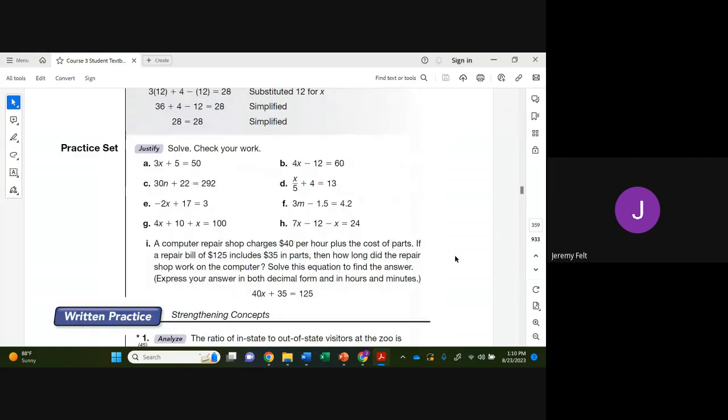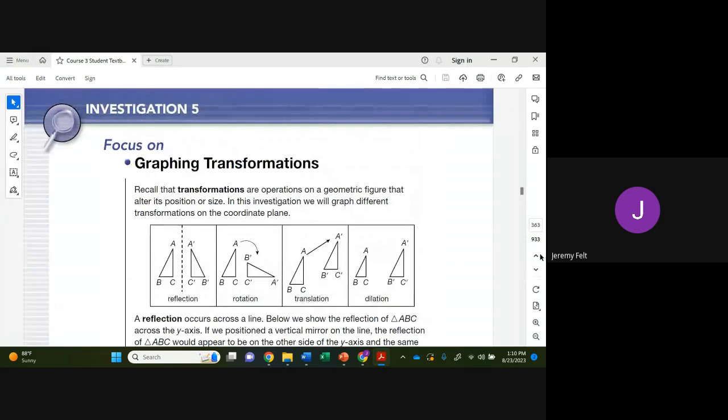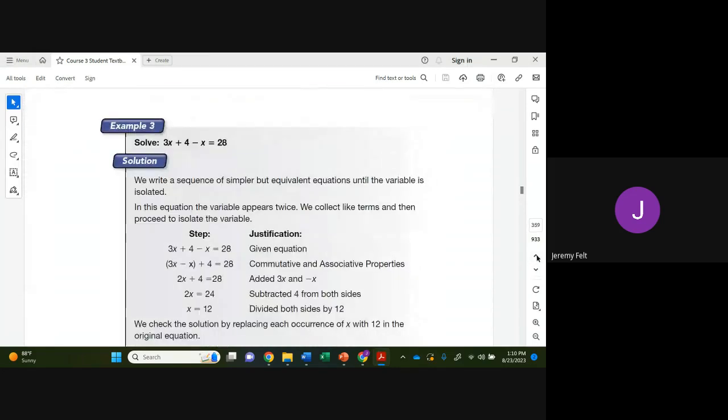Practice that problem. We'll go over those in class. The investigation we may get to, we will see.